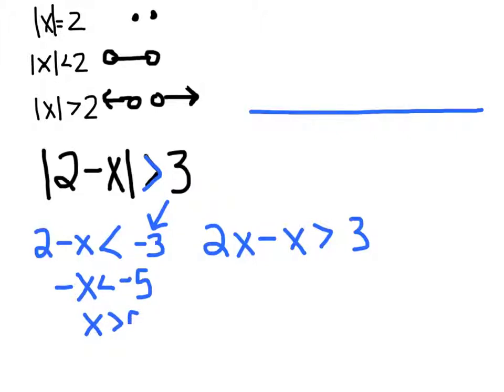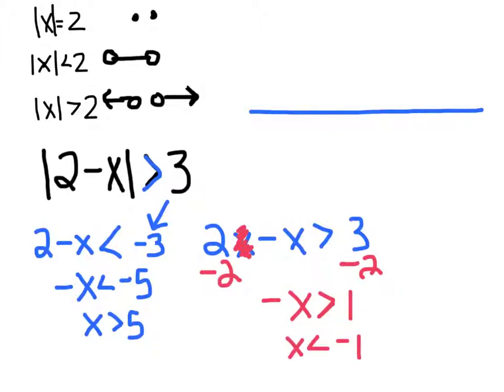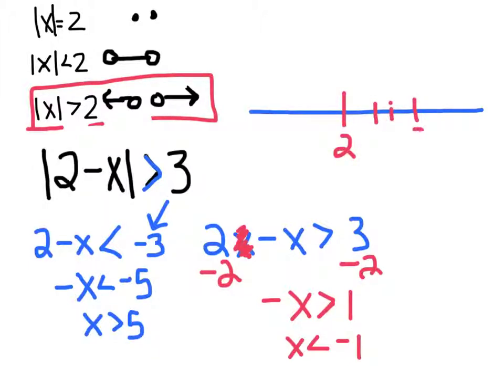Or you'll end up with, I think I copied something down wrong here, 2 minus x is greater than 3. Or you'll end up with, subtracting 2 from both sides, negative x is greater than 1, so x is less than negative 1. Or you can memorize that greater than graphs always end up in two different directions. So this graph is centered at positive 2. If I go to the right 3, I'm at 5. If I go to the left 3, I'm at negative 1.